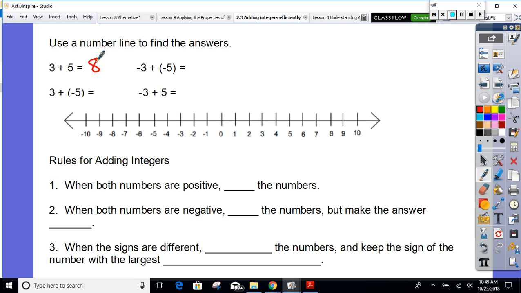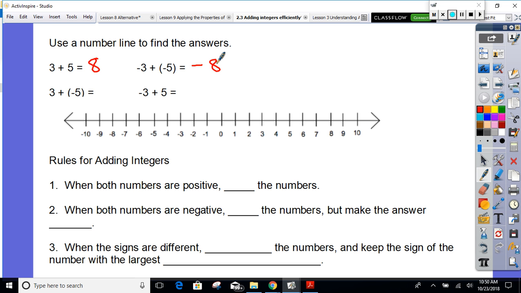You can use the number line if you need to. Jake, what would that be? If we went 3 to the left and then 5 more to the left, where would we end up? Negative 8. Good. So negative 3 plus negative 5 is negative 8. So that's kind of interesting. 3 plus 5 was 8. Negative 3 plus negative 5 was negative 8. Okay.